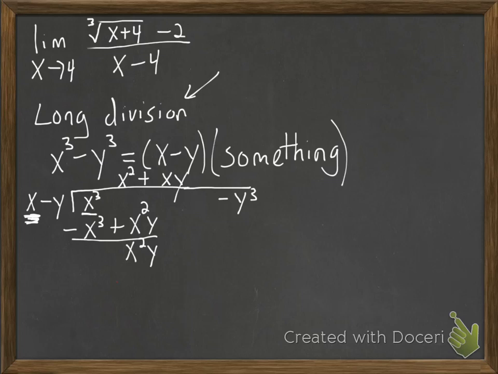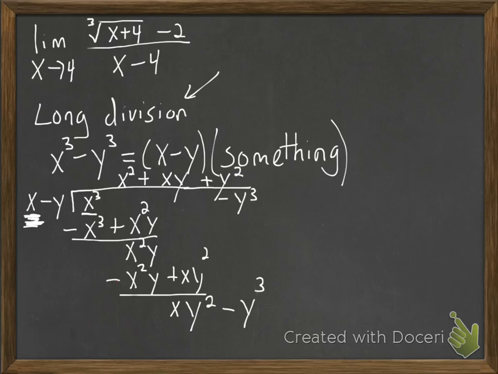So again, we multiply. Xy times x would be x squared y. Xy times minus y would be minus xy squared. Again, we're subtracting, so we change the signs, and we're left with just xy squared. Now we can bring down the y cubed. And again, we go back to our x and say, x times what would give me xy squared? The answer is plus y squared.